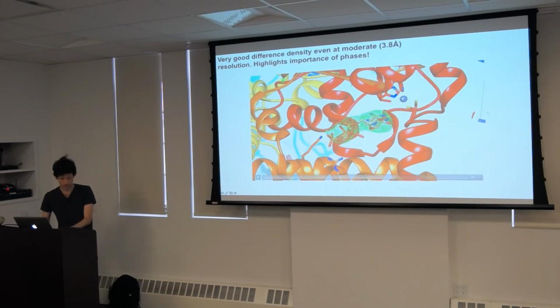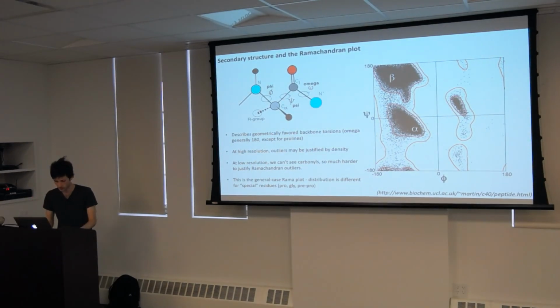All right, so this is just to introduce one of the other major forms of prior knowledge in atomic model building, which is our knowledge of protein stereochemistry. And here that's encoded in the Ramachandran plot, which basically describes the allowed, or let's say geometrically favored, backbone torsions.